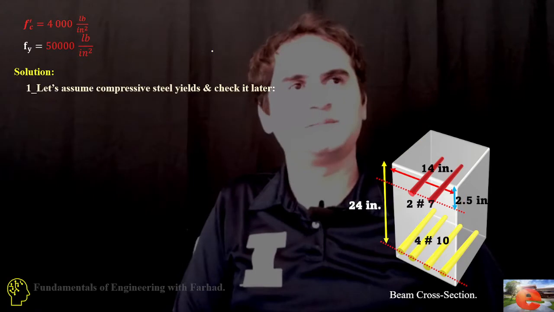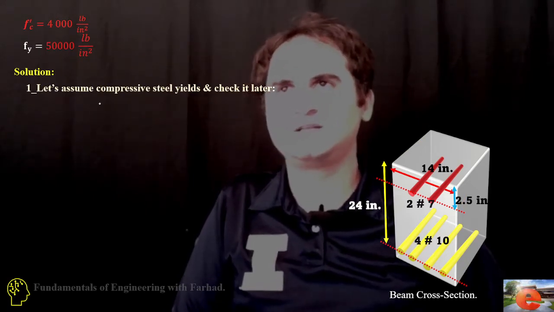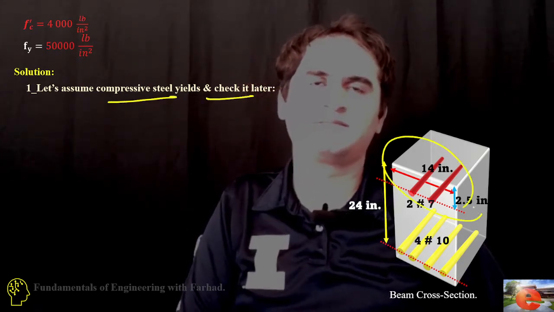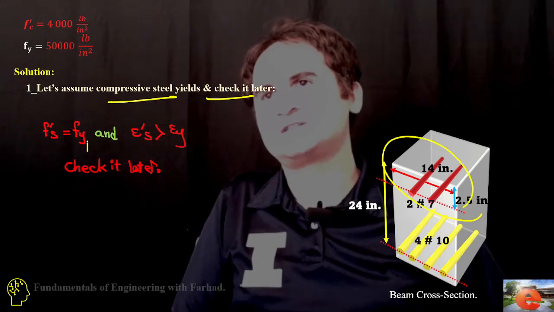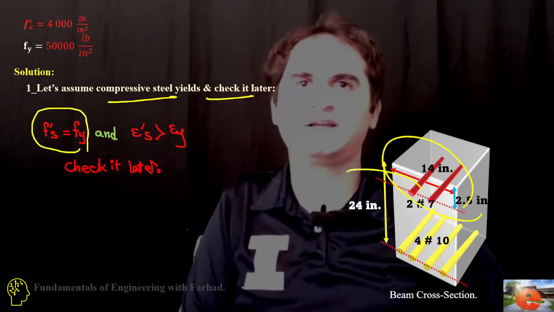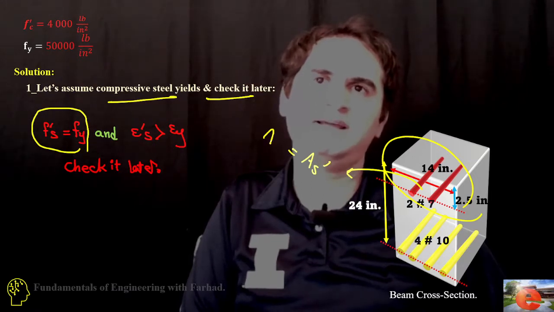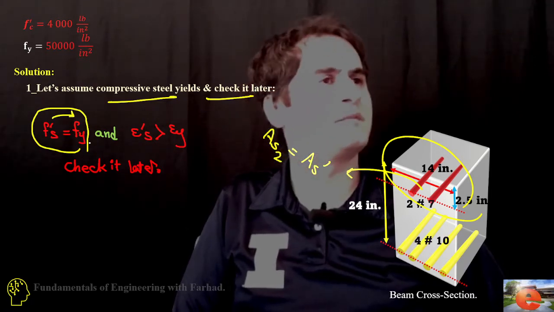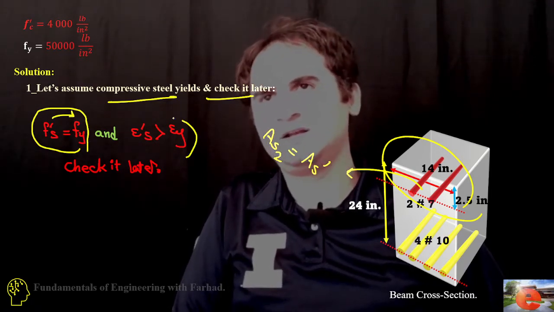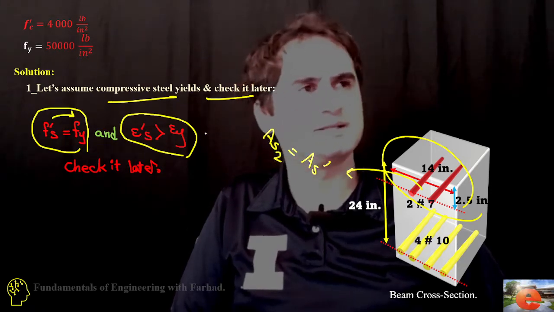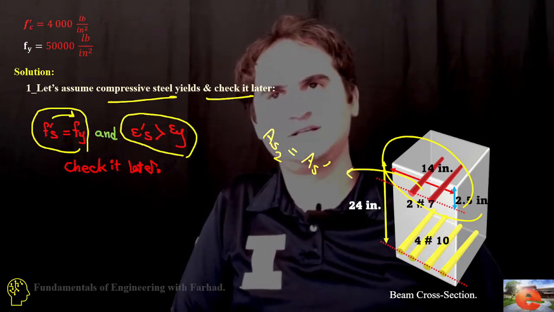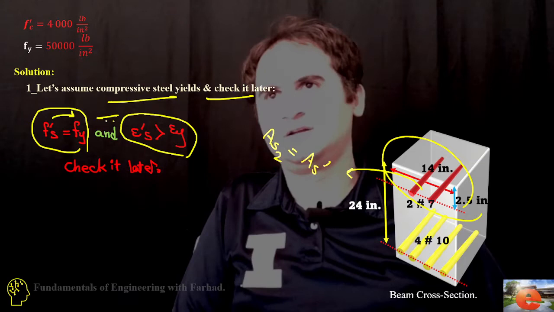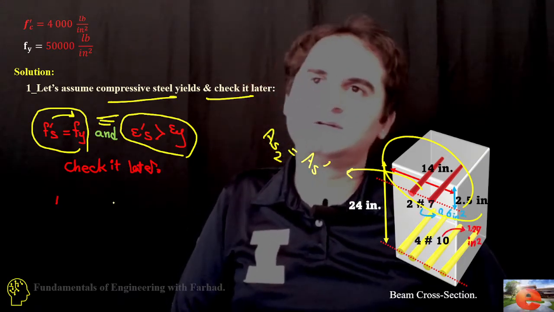The very first step in double reinforced concrete sections is assuming that compressive steel yields, and then checking it. This is the compressive steel, A s prime, and we call it A s2. We take f prime s equal to the strength of steel, and then double check if epsilon prime s, the strain of compressive steel, is larger than epsilon y. We check it later.